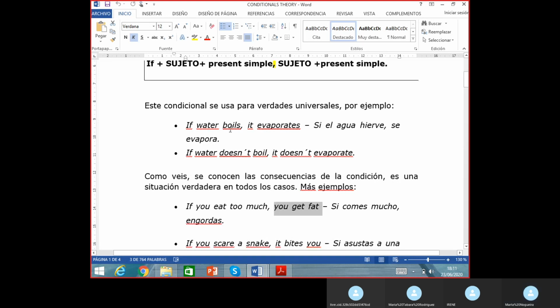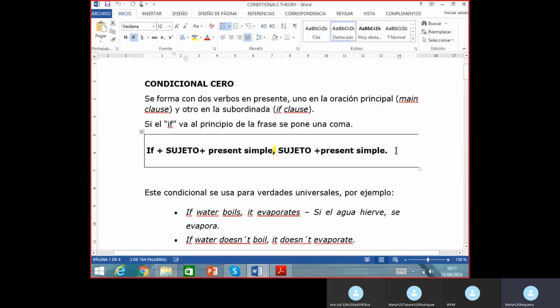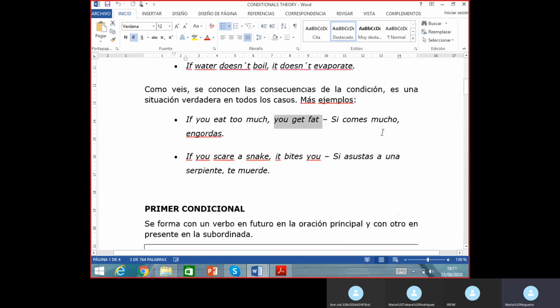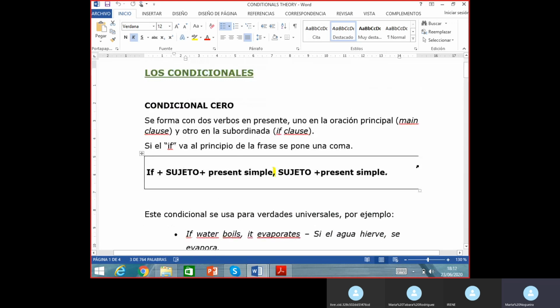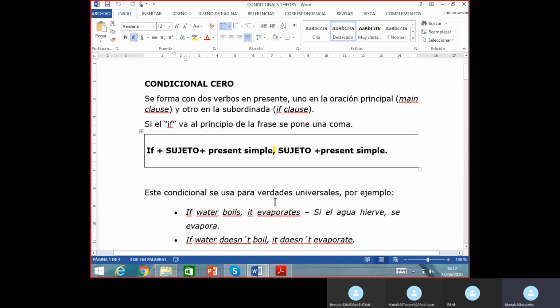Does water boil? Sorry, does water evaporate if it boils? That would be it. Of course, this is the structure for the statement, but you can do it for the negative and the interrogative. I wanted to make that clear. So zero conditional, present plus present. This is highly reduced because in reality, this is not like that. We could put here an imperative, but this is just the general theory. You could put here a modal verb like can or might or may, but this is the general thing.